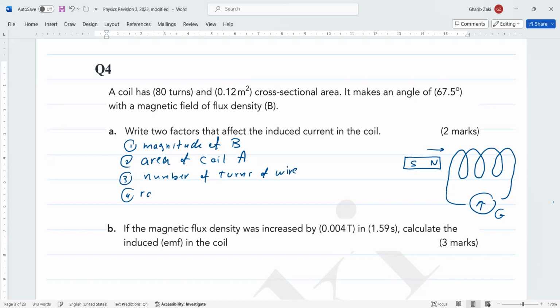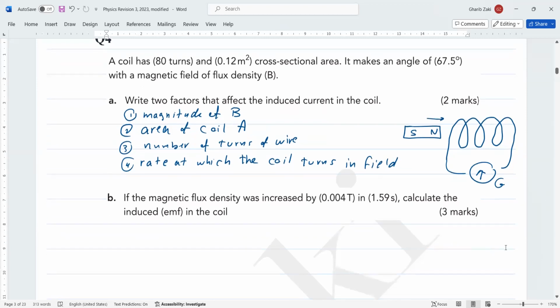So the rate at which the coil turns in the field. Those are the 4 factors. You can write any 2, but remember the 4. Now, part B. Read it, and then try to write the givens.